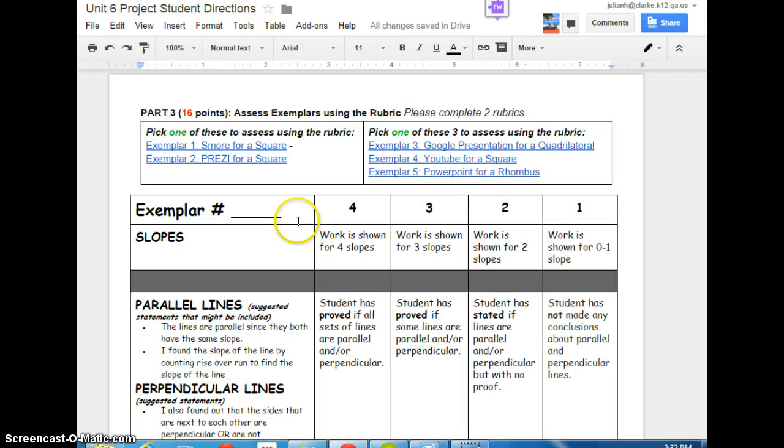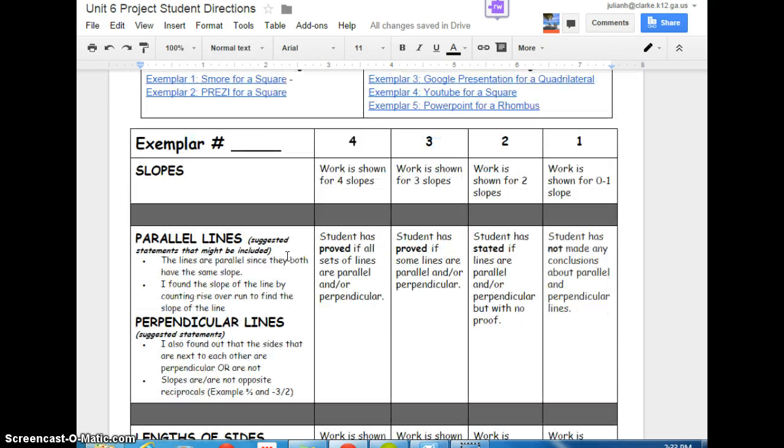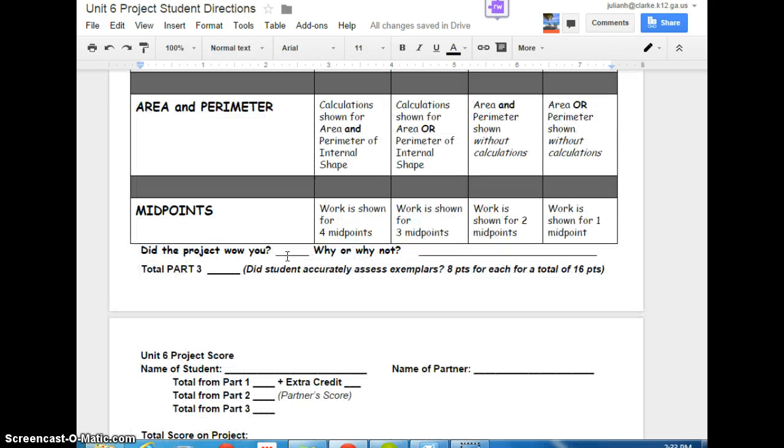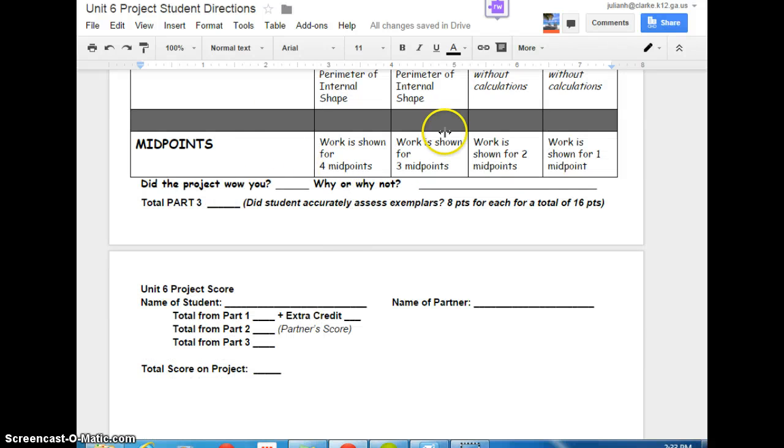So for the last part, we're going to do that one in class together, but you'll choose one of these two to fill out this rubric and then one of these three to fill out the rubric. This will most likely be on a Google form, but you'll need to double check with your teacher. Most importantly, do your very best work, and remember, this is your final test grade.